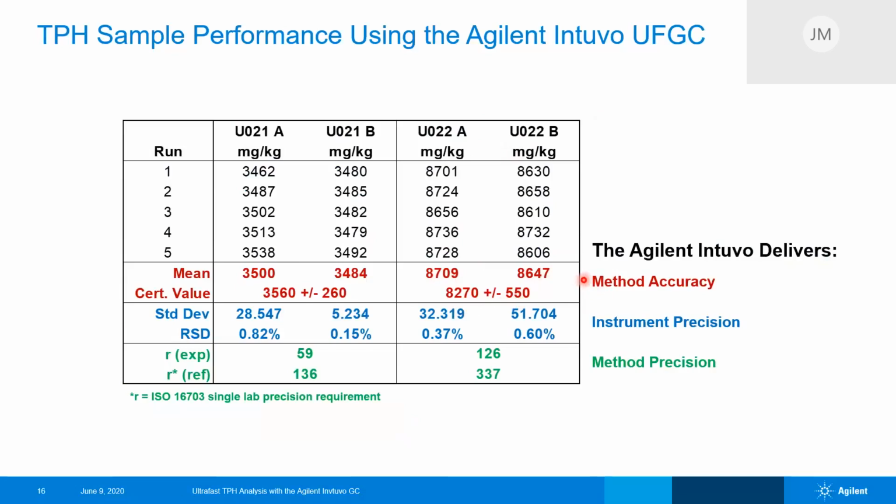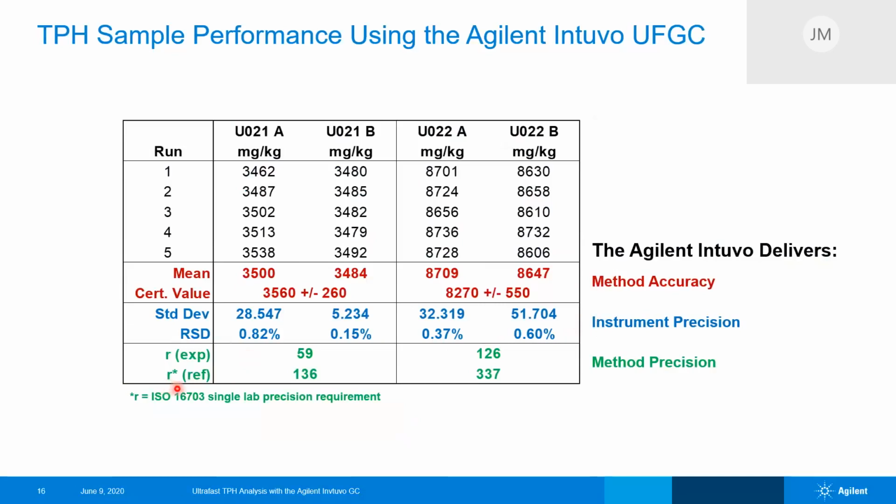We can also look at the instrument precision. If we just look at the RSDs for these results, you see that the RSDs for all of them are less than 1%. And so this shows very high instrument precision. But we also want to look at the method precision. The method precision includes not only the instrumental analysis, but also the sample prep. The way the method precision is defined is reproducibility, so small r.